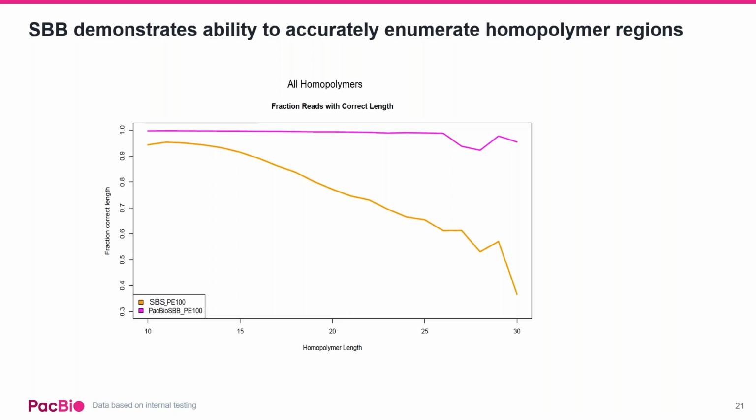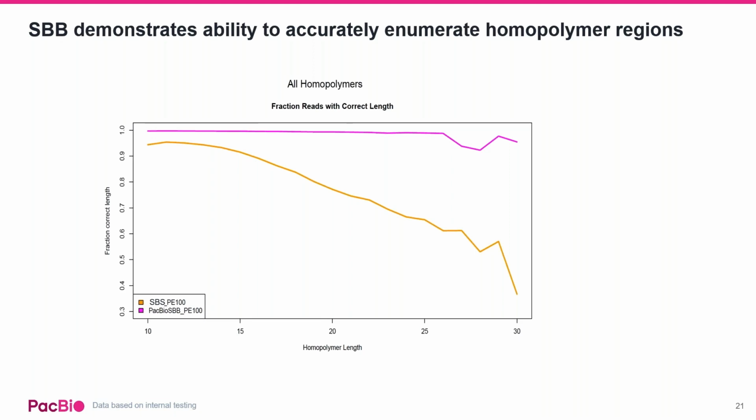So a benefit of SBB has been our ability to sequence through difficult, low complexity and repetitive regions such as homopolymers, which are often difficult to correctly enumerate using existing sequencing by synthesis chemistries due to it being a known error mode for the chemistry. Hence, many homopolymer sequences will need to be investigated further for their accuracy.